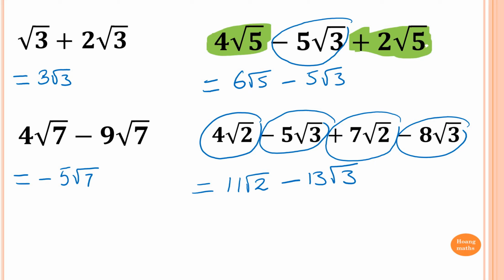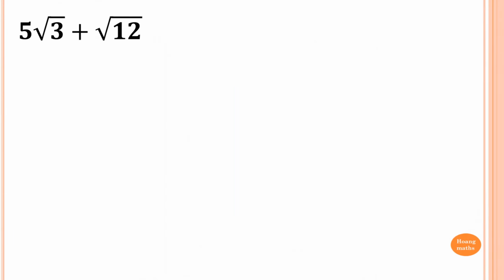Now, let's do something a bit more complicated, because you have to simplify before you do anything else. Let's say this one here, 5 root 3 plus square root of 12. Obviously 12 has a square number in there. 12 is 4 times 3. So square root 4 times 3, square root 4 is 2. So this is equal to 5 square root of 3 plus 2 root 3. So 5 plus 2 is 7. So 7 root 3.